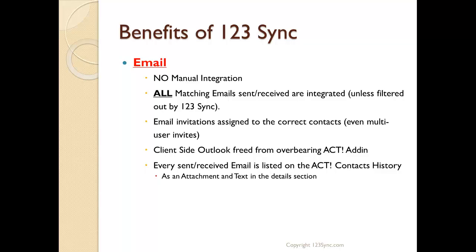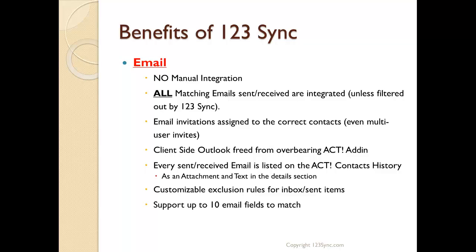So every sent and received email is listed on the ACT contact's history as an attachment or as a text or both. You can also add customizable exclusion rules for the inbox and the sent items. And lo and behold, we support up to 10 email fields to match. Most users have between 3 to 7 emails that they use for communication. You can put those email fields into ACT and we will match them to those fields.